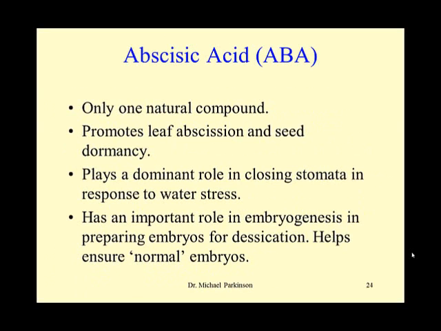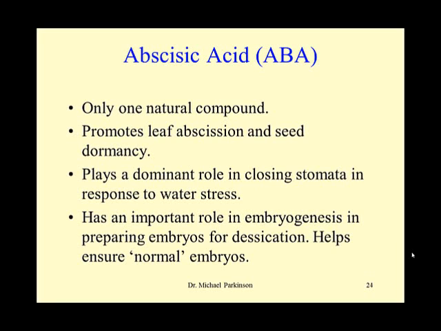As well as compounds which are broadly stimulatory to growth, like auxin, cytokinin and gibberellin, there are also some compounds which are generally inhibitory to growth. One of these is abscisic acid. Now there's only one natural compound. It was discovered in the 1960s by two groups, one working on leaf abscission, that is the way that leaves fall off in winter or in autumn, and seed dormancy.